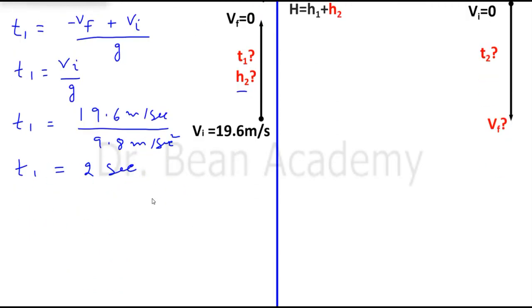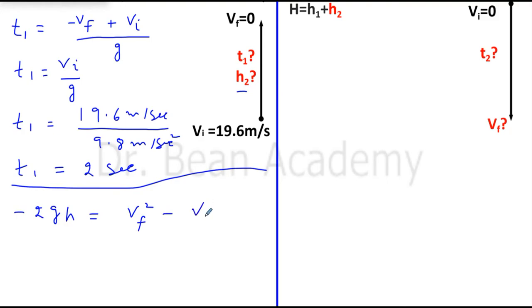So I will just scroll down and I will write the equation. Negative 2gh equals Vf squared minus Vi squared. I hope you are familiar with these terms. Vi is the initial velocity, Vf is the final velocity, h is the height, and g is the gravitational acceleration. In some textbooks, these symbols may vary, so I hope you will understand what is what.